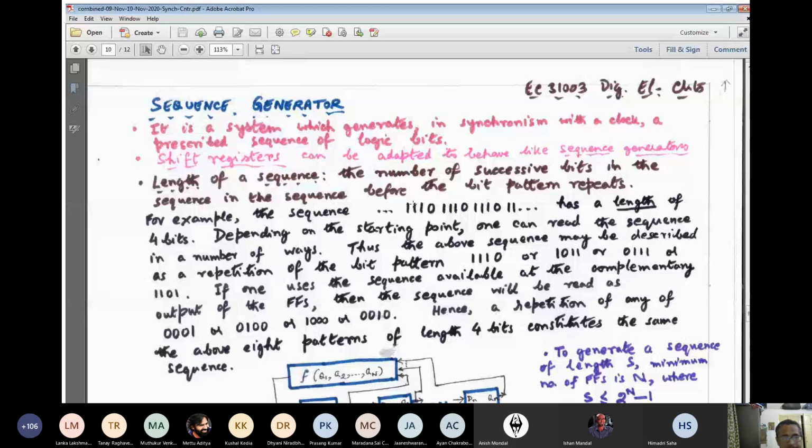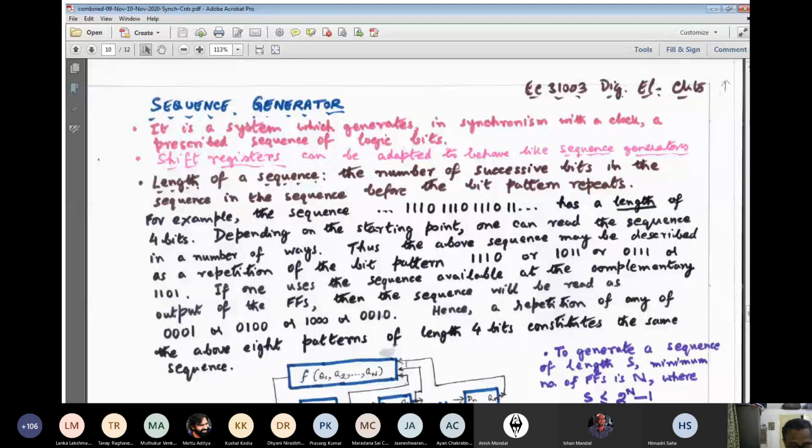You see 3 1 followed by 0. I'm just repeating this. You can see 3 1 followed by 0, 3 1 followed by 0. So length of the sequence is obviously 4. But the number of ways you can read it will be plenty. You can read it say 3 1 followed by 0, or you can say 2 1 followed by 0 followed by 1. Okay, or 1 followed by 0 followed by 2 ones. So length 4 each time. Also 0 followed by 3 ones. So although it is a length of 4 bits, you can read it in 4 different ways.